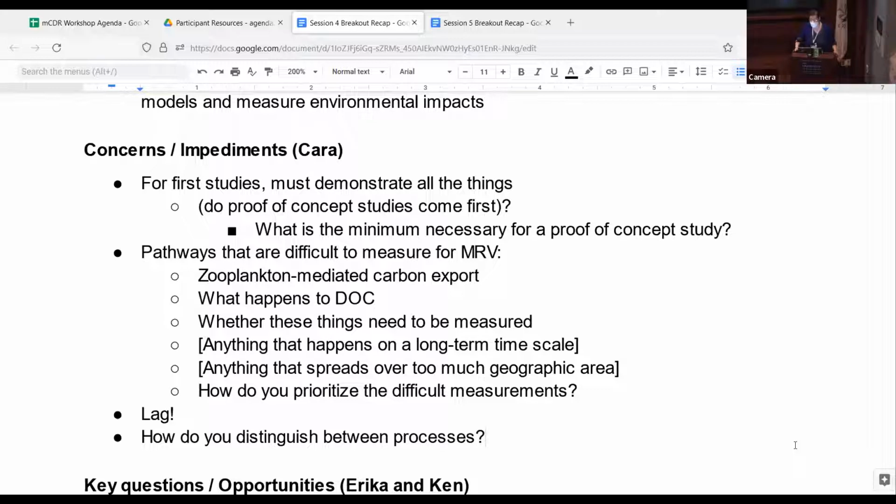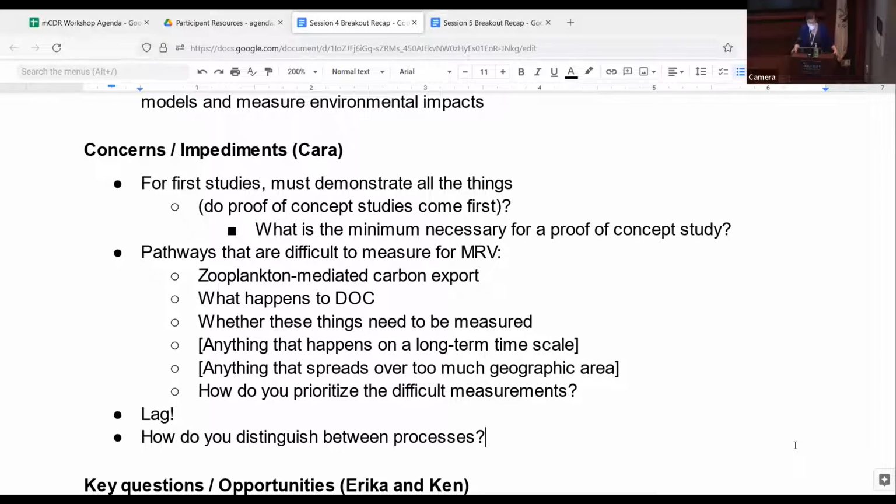Hi, I'm Kara Manning from UConn, talking about my favorite topic, concerns and impediments. We talked a lot, I think, in a lot of the groups about how potentially for the first studies being proof of concept, they might need to demonstrate all the things, measure a lot of different parameters that might not be necessary once the technology is actually validated. We still, I think, have a lot of questions about what's necessary for a proof of concept study, what would actually need to be measured, and how certain they would need to be in their end results and their conclusions from how much carbon was actually being taken up.